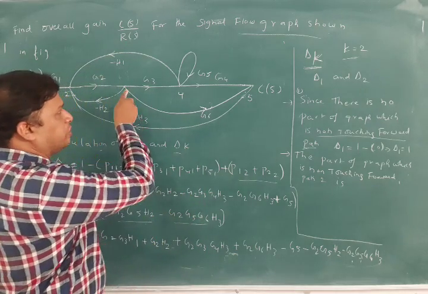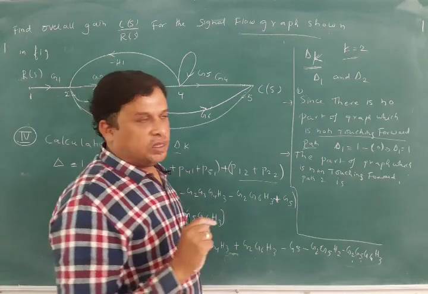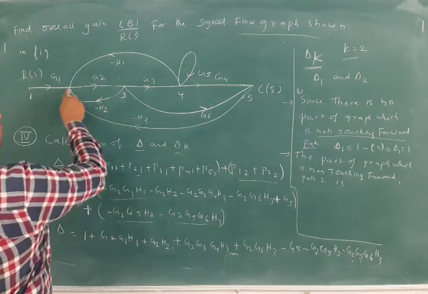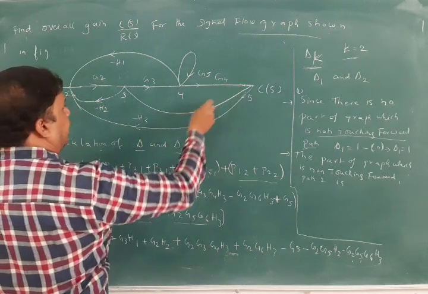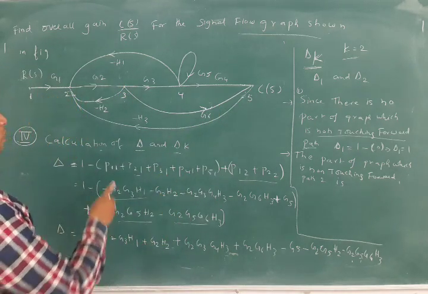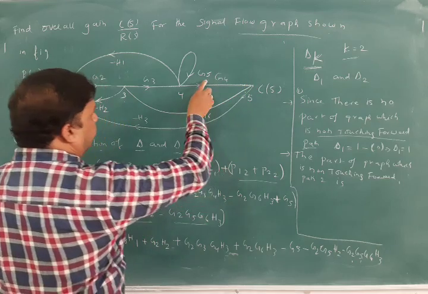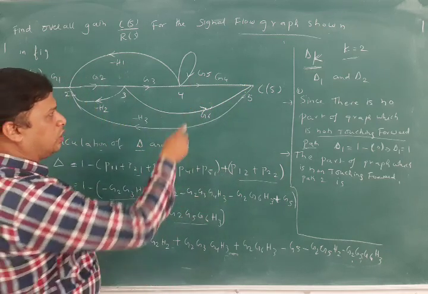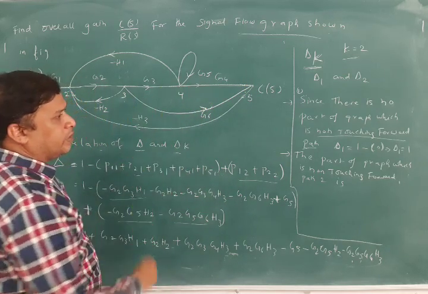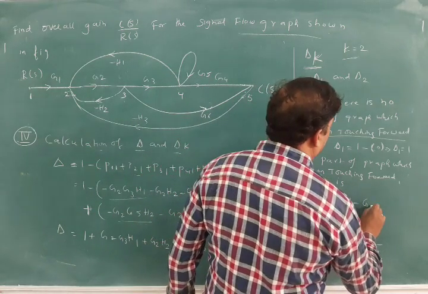All are touching here: 1, 2, 3, 4, 5. And if you come to the second forward path, it was like this, G6. Here, if you see in this particular forward path, from 1 to 5, you are having one non-touching forward path, that is called G5. So we can write the formula here: delta 2 is equal to 1 minus G5.